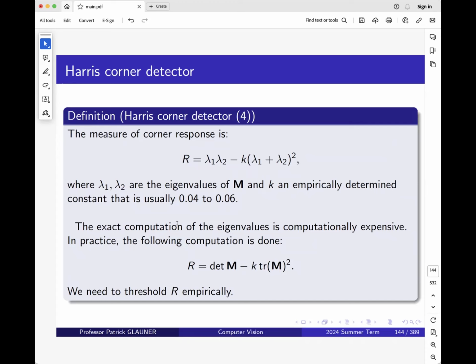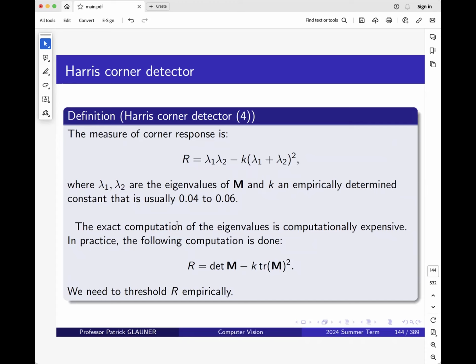And as we have this window, and we need to shift this window, or we have the window and we need to put it at a lot of different points in our image in order to find potential corners.